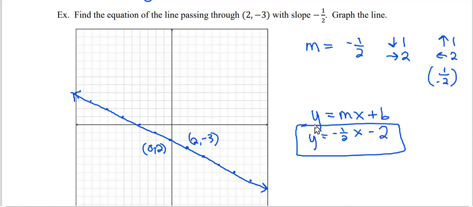Now, in this case, because that took me to exactly that point, (0, -2), I could use that. But what if that takes you to some weird fraction? You can't always rely on the graph to get you the y-intercept. We are going to do it algebraically. I'm going to show you how to get that equation of the line algebraically so that you're not relying on a graph where maybe that picture is not the greatest.